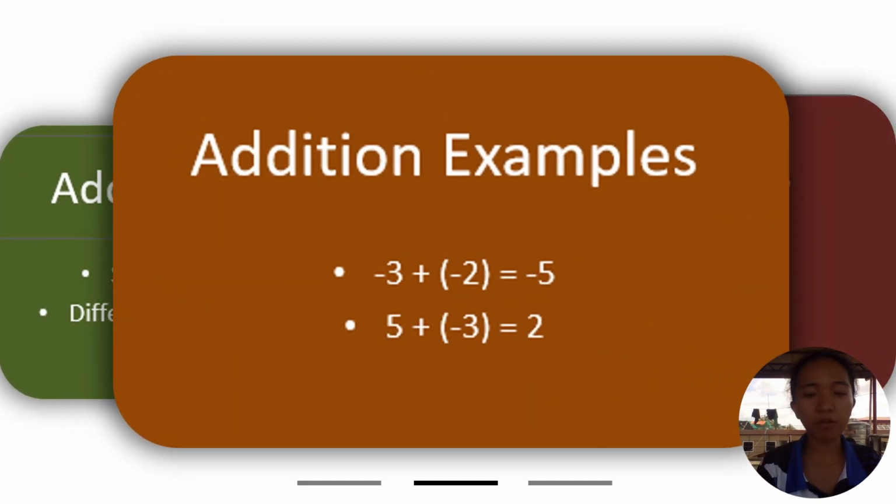Here are the examples of addition. The first one is -3 plus -2 is equal to -5. So same signs we add, we copy their similar sign and proceed to addition. The second one is 5 plus negative 3 is equal to 2. So we subtract and copy the sign of the bigger number.